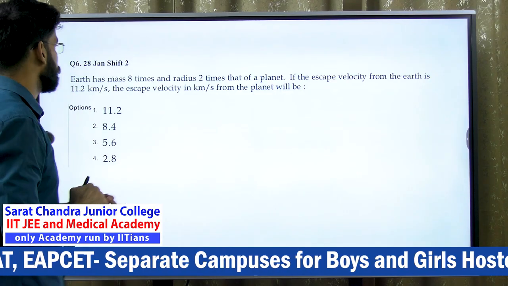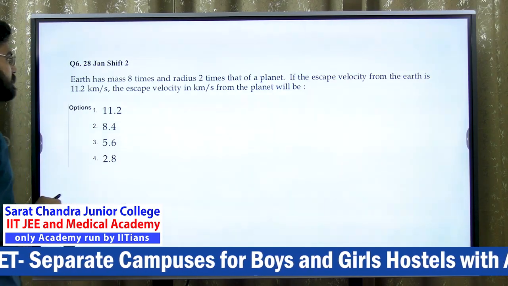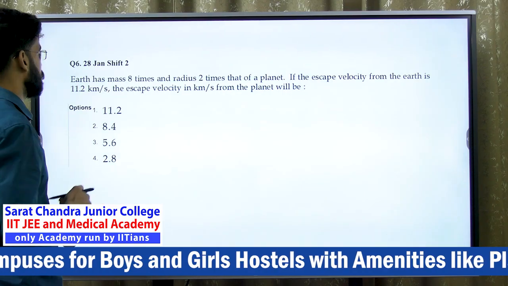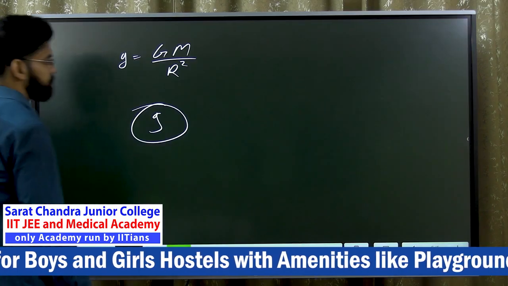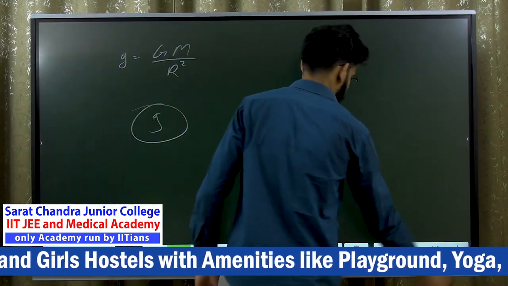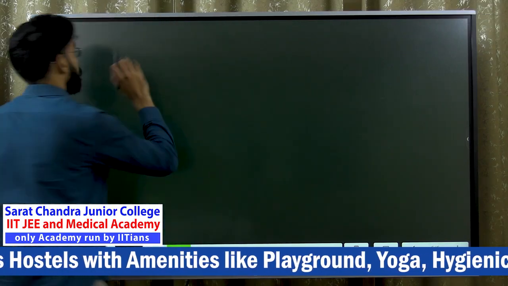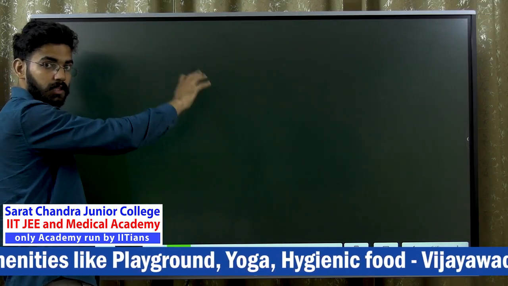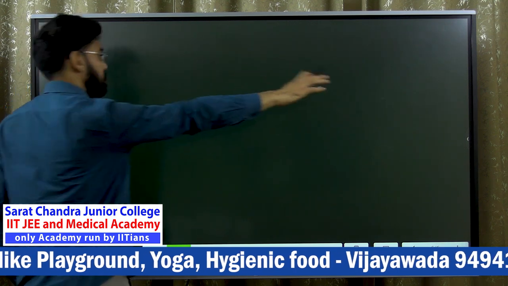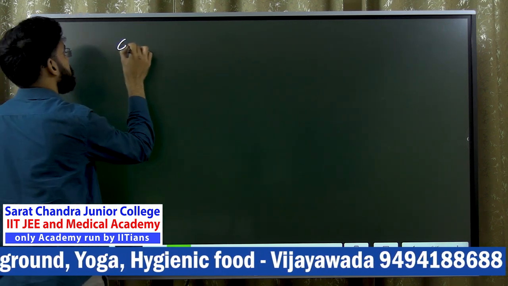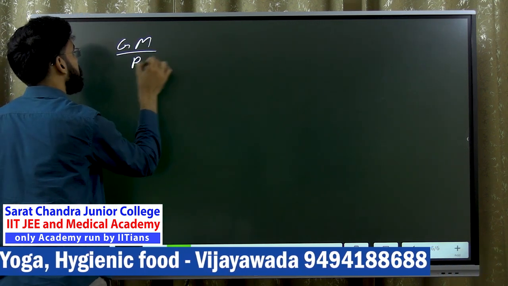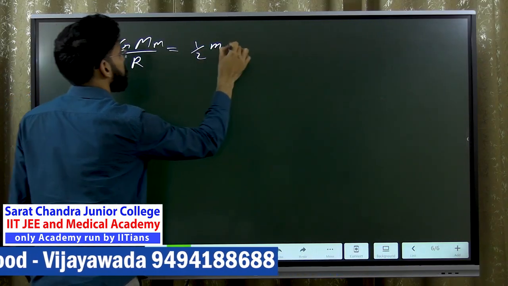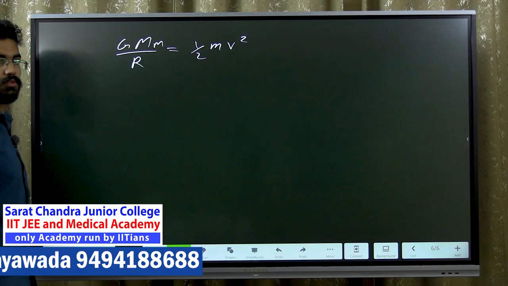If the escape velocity from the Earth is 11.2 km per second, the escape velocity in kilometer per second from the planet will be. Okay, see here. Escape velocity, what do we say? Basically, how do we calculate the escape velocity? The kinetic energy that you gave plus the potential energy at that point is equal to 0 plus 0, right? So we say GM by R is equal to half V square, right? This is what you say.